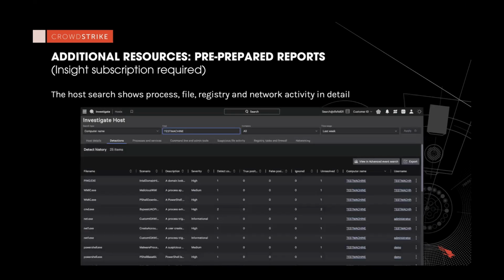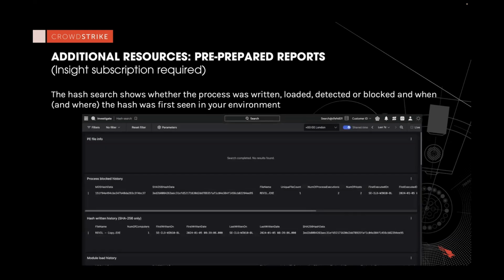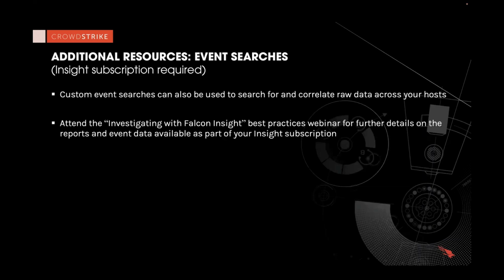For example, the host search shows process, file, registry, and network activity for the selected host and time frame. And the hash search shows where a hash has been seen in your environment, showing where it was first seen, where it was written, loaded, detected, and blocked. As well as using the pre-prepared reports, you may also run custom event searches, searching, correlating, and filtering the raw data sent from your host to our cloud.